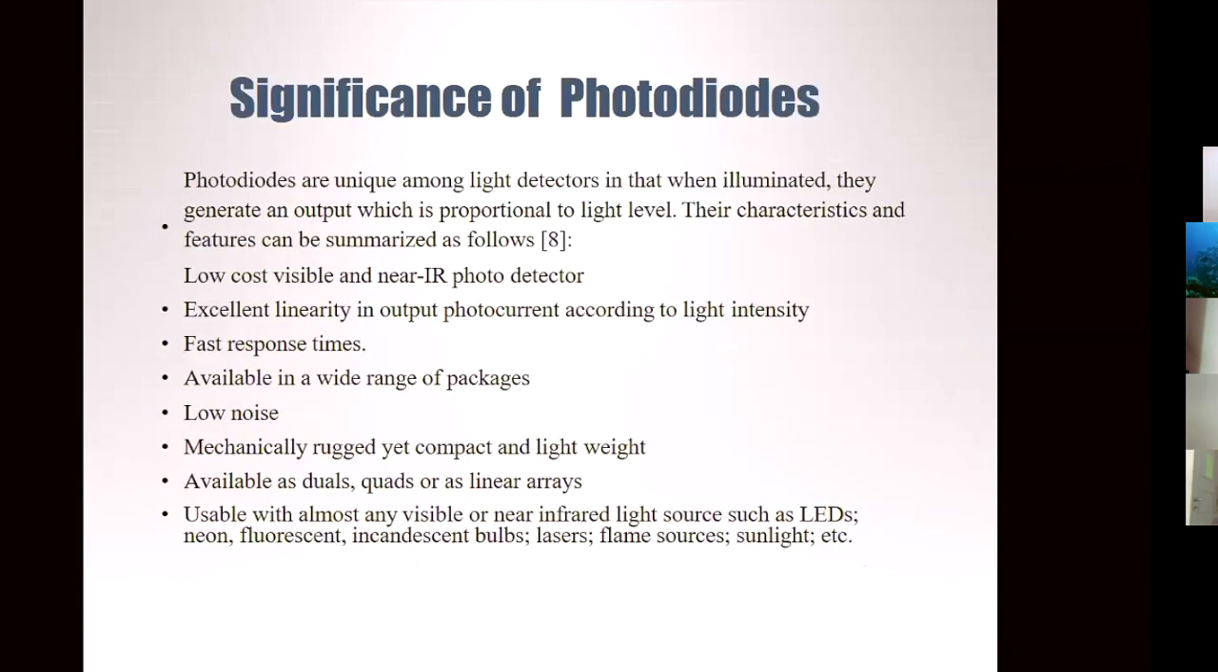And if we talk about the significance of photodiodes, normally they are low cost and have excellent linearity in output photocurrent according to the light intensity, and they have fast response time, and are also available in a wide range of packages. They have low noise, are mechanically rugged yet compact and lightweight, and are also available in dual, quad, or linear arrays.